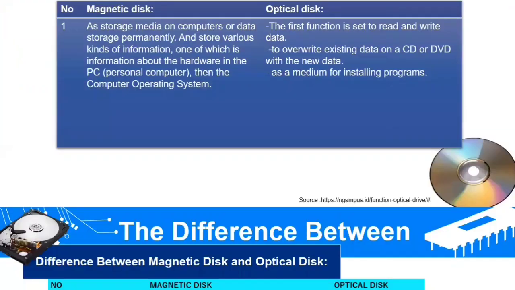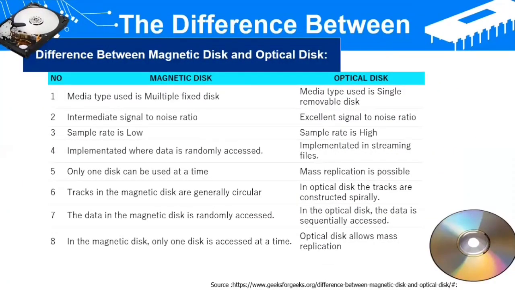And next, the difference in general between magnetic disks and optical disks. First difference: magnetic disk, media type used in multiple fixed disks, and optical disk, media type used in single removable disks. Second difference: magnetic disks have an intermediate signal to noise ratio, and optical disks have an excellent signal to noise ratio. And another difference: magnetic disk sample rate is low and optical disk sample rate is high.